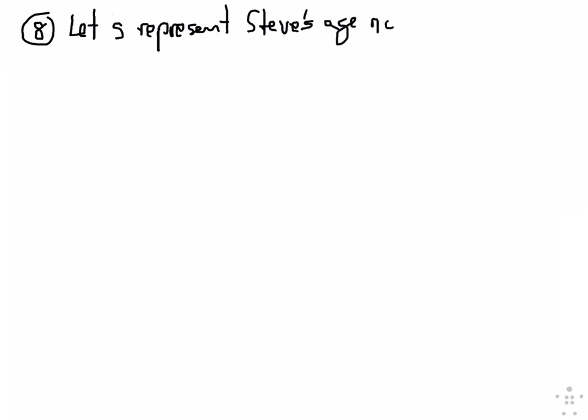Okay, number 8 talks about Steve and Teresa. So the let statements: let S represent Steve's age now, and let T represent Teresa's age now, right? I'm taking abbreviation only because it's hard to write with the stylus.